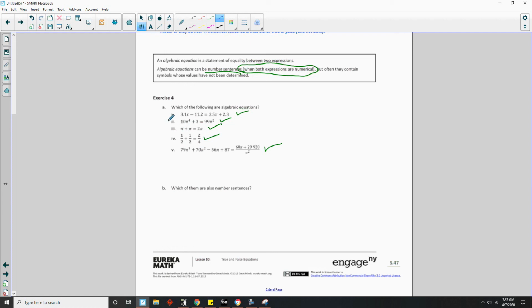So, this is a number sentence. This is a number sentence. This is a number sentence. These are all numbers. Pi again, number sentence. And A has a variable x in it. We don't know what x is. That is not a number. So the answer is 2, 3, 4, and 5. This is not a number sentence.